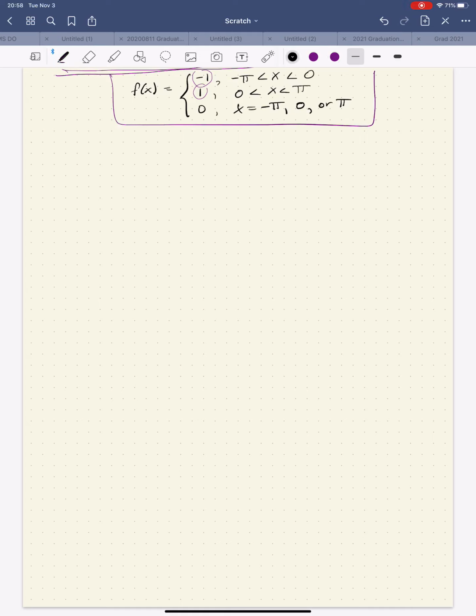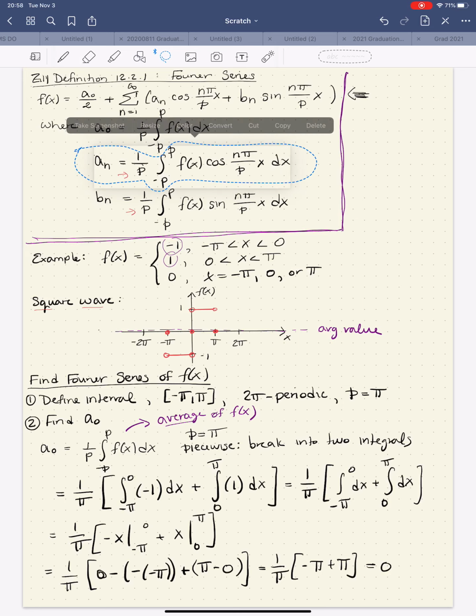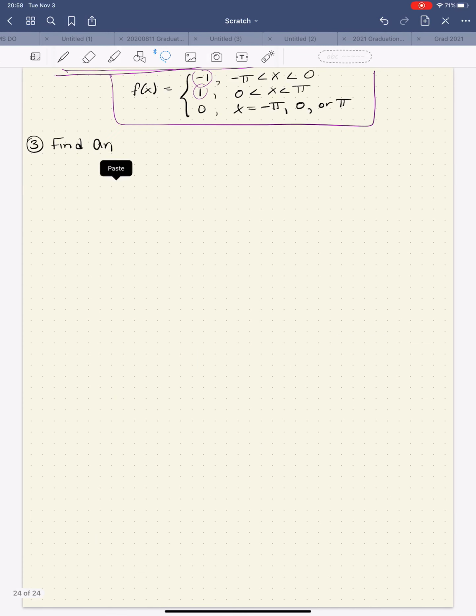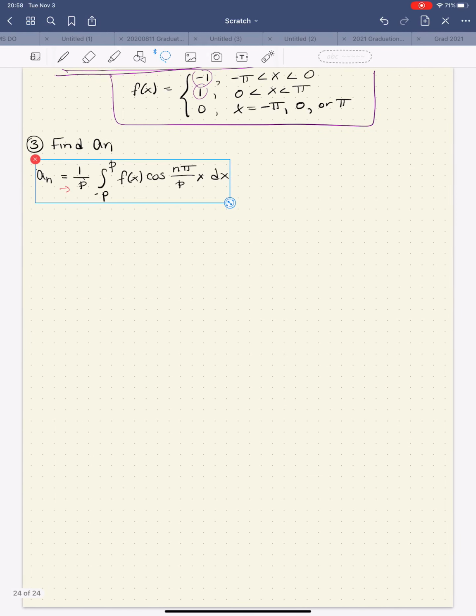Okay, so now step 3 is to find a sub n. Again, I'm just going to copy the exact formula over so I have this to reference. And that way you'll see when things are actually changed. All right, so here's a sub n. Here's our definition.